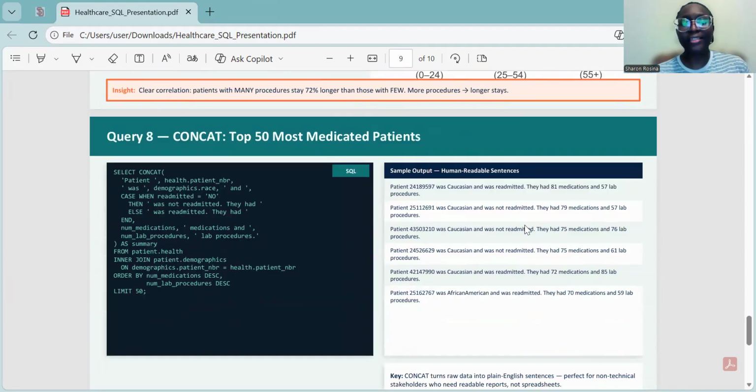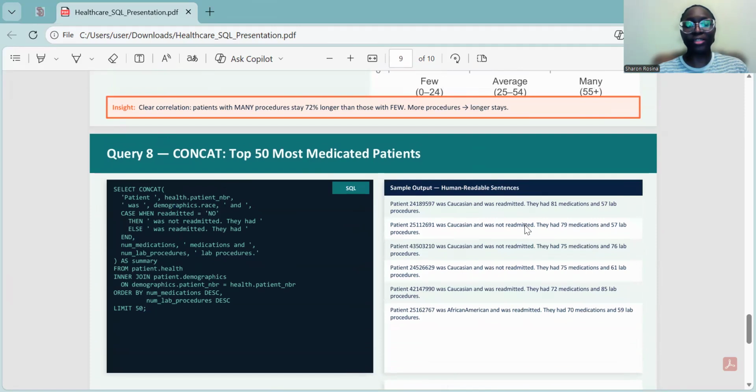And for this, I just didn't want to give the hospital management an Excel table. No, I wanted to give it to them in a readable format so they can just know that patient ID was this, race was this, and was readmitted. They had this many medications and 57 lab procedures. So the question I was trying to answer is: can I take raw database columns and turn them into proper readable sentences automatically?